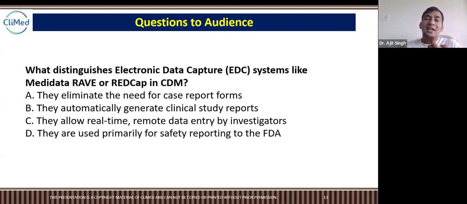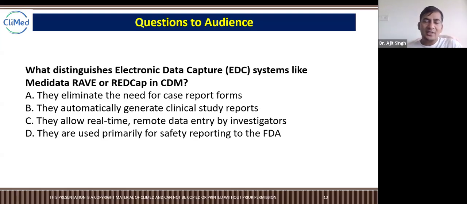So EDC is known. Now you will ask what we are comparing it with. EDC systems are distinguished from others, but we are comparing with the paper format. Usually at every center, when you do clinical research, you make a Google form, or you make a paper format, right?